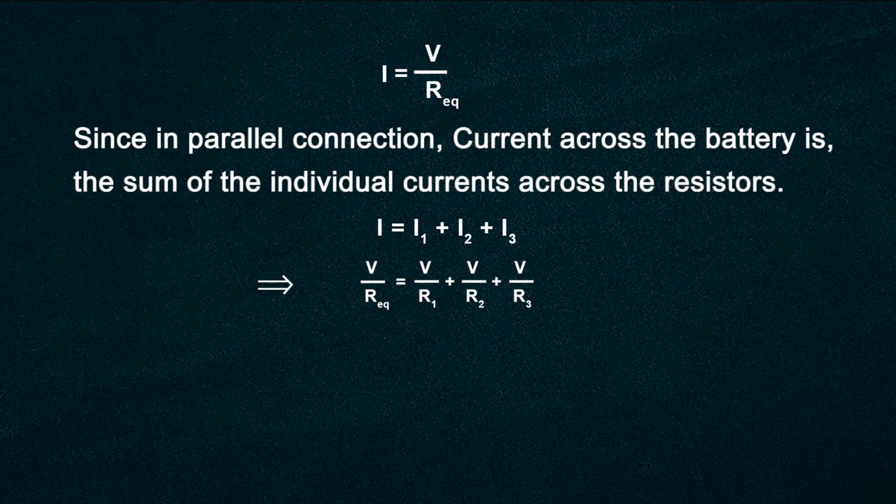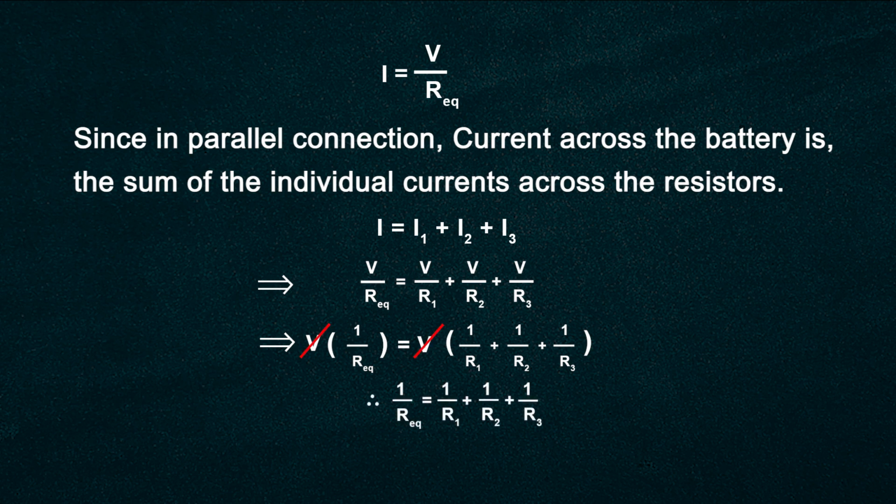Taking V common on the right hand side, V by R equivalent is equal to V into 1 by R1 plus 1 by R2 plus 1 by R3. Cancelling V on both sides, we get 1 by R equivalent is equal to 1 by R1 plus 1 by R2 plus 1 by R3.